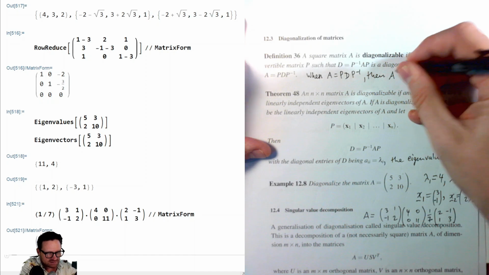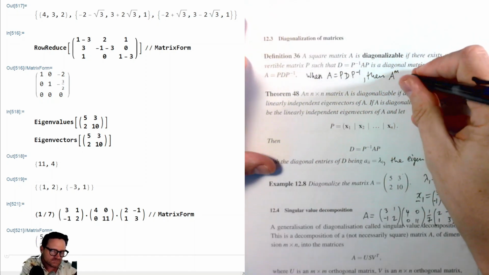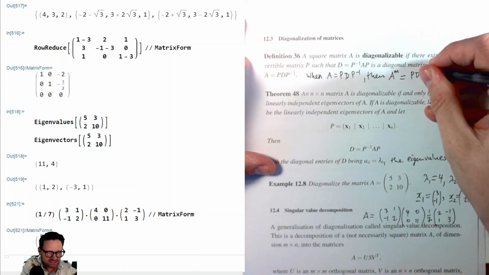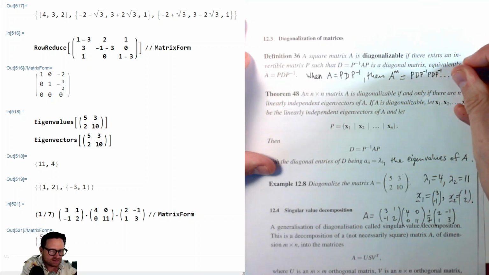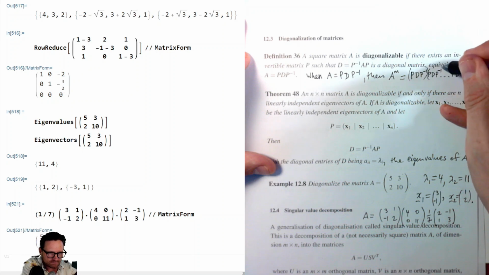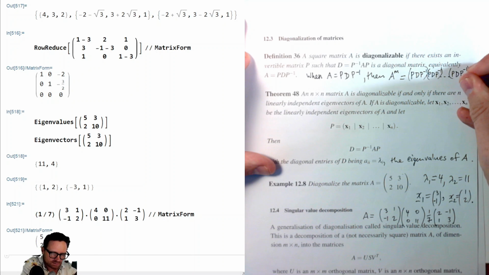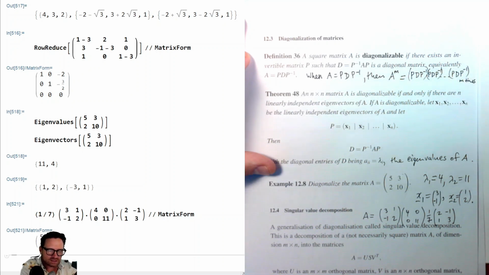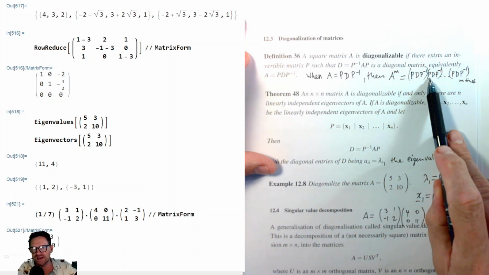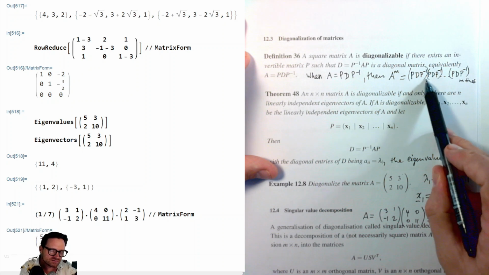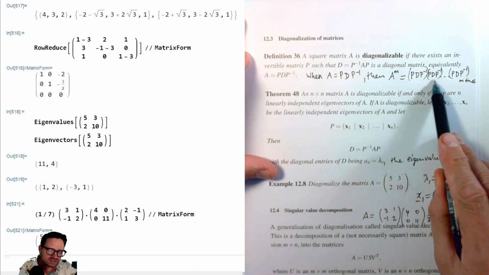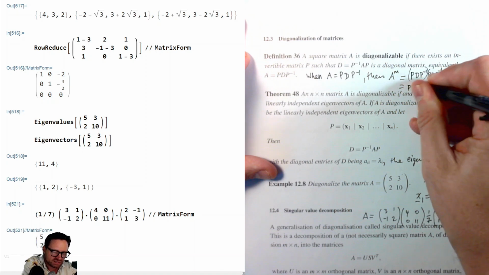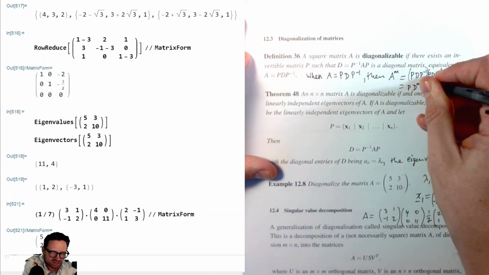then A to the power of, say, m is equal to P D P inverse times P D P inverse, and so on, times P D P inverse. So m of these, m times. Now notice P inverse times P will give you the identity matrix. So what we'll end up with is loads of these giving you the identity matrix, and we would end up with D to the power of m. So P D to the power of m P inverse.